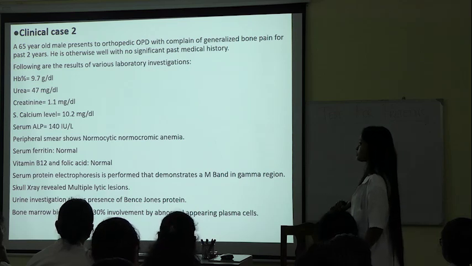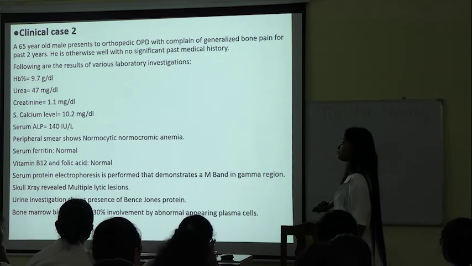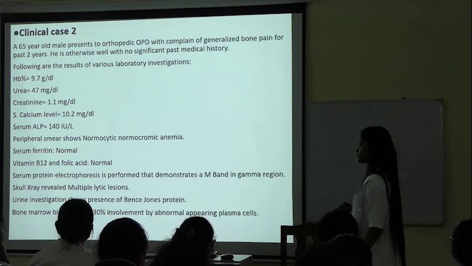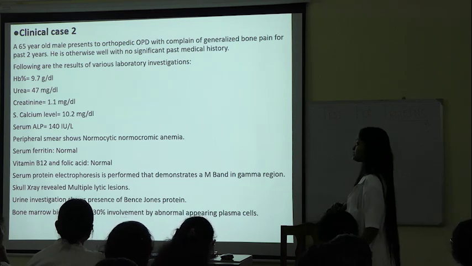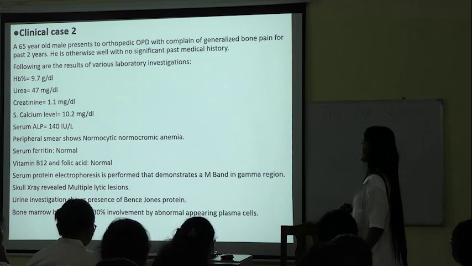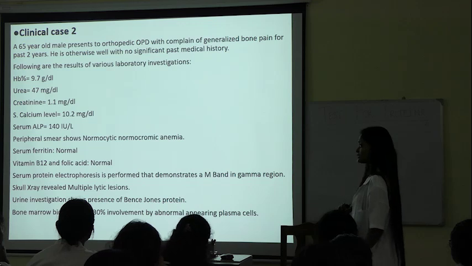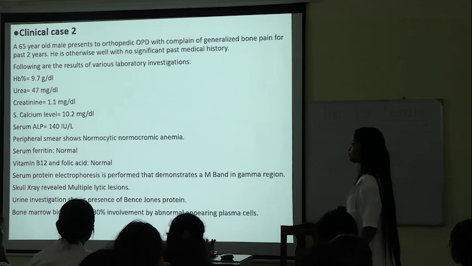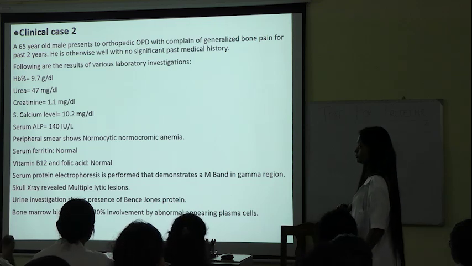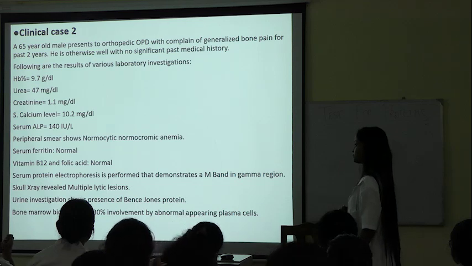Peripheral smear shows normocytic normochromic anemia. Serum ferritin is normal. Vitamin B12 and folic acid are normal. Serum protein electrophoresis is performed that demonstrates an M band in gamma region. Skull X-ray reveals multiple lytic lesions. Urine investigation shows presence of Bence-Jones protein, and bone marrow biopsy shows 30% involvement of abnormal appearing plasma cells.